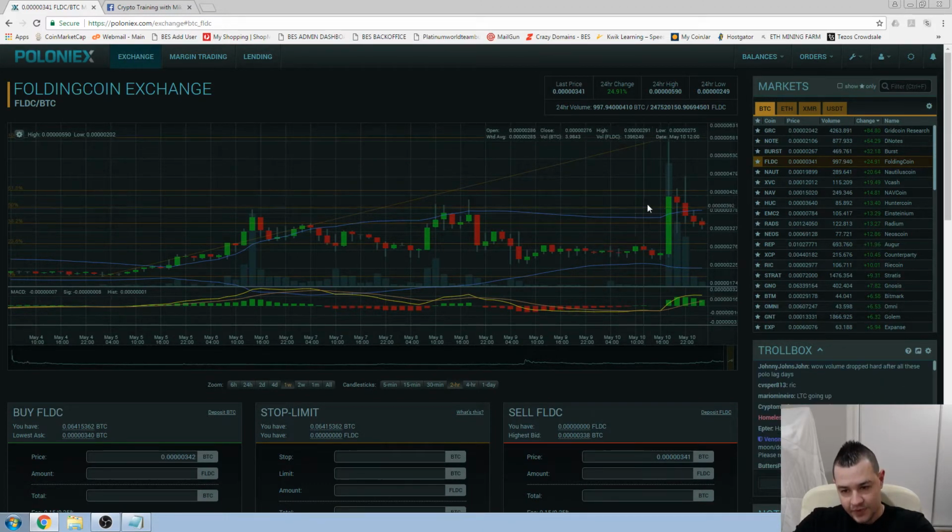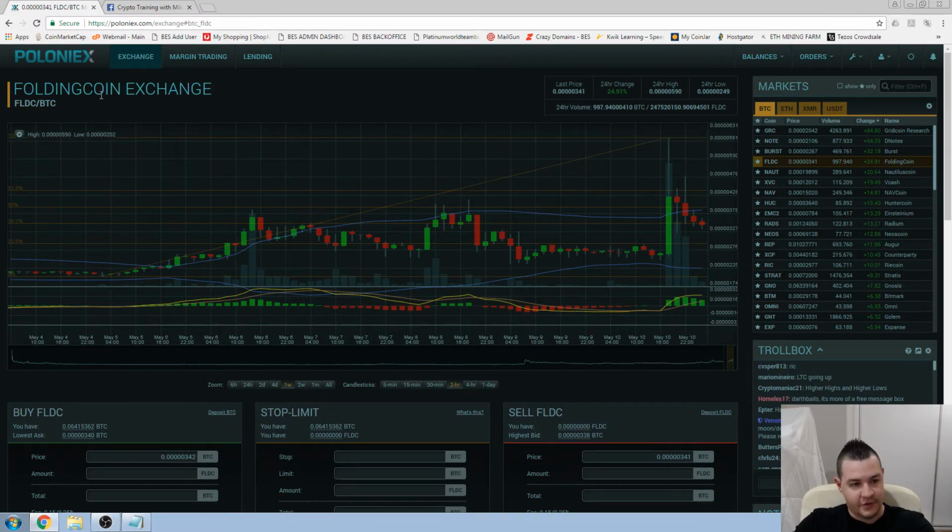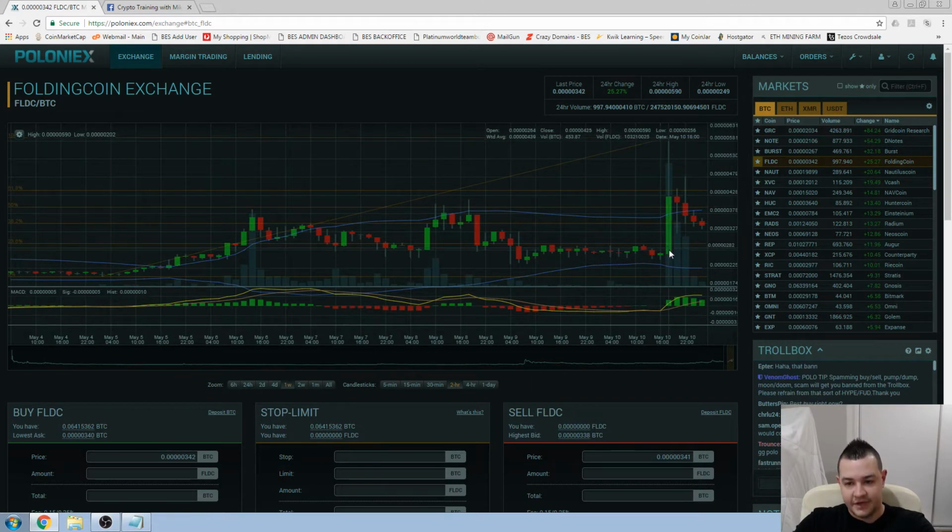So, let's say, look at this Folding coin for example. Just recently, probably last night or sometime, price has moved up massively. There's been a massive pump on this coin, and that's created a new high. So the new high is our top Fib level, and the bottom is where price started, back here, about 5 days ago. So that's our low point and that's our high point.